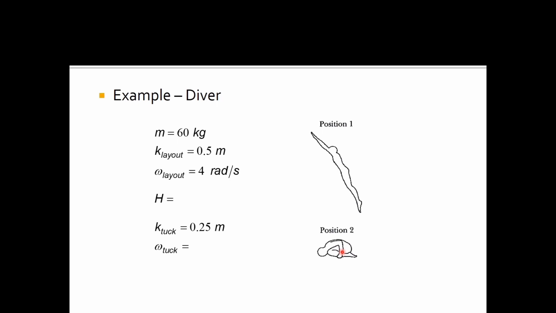Again, as I mentioned earlier, this is an example of angular momentum conservation because he's in the air, so just make sure that angular momentum at both positions is the same. Okay, keep that in mind. Let's calculate angular momentum at position 1 first.